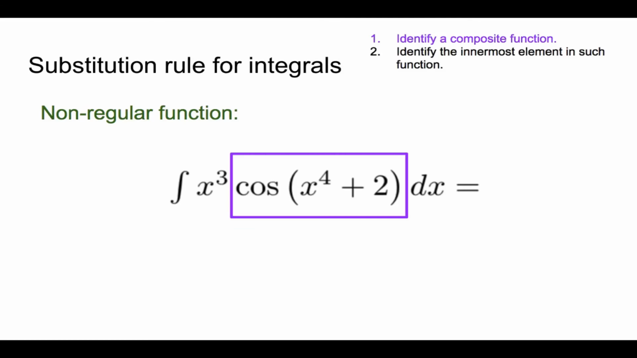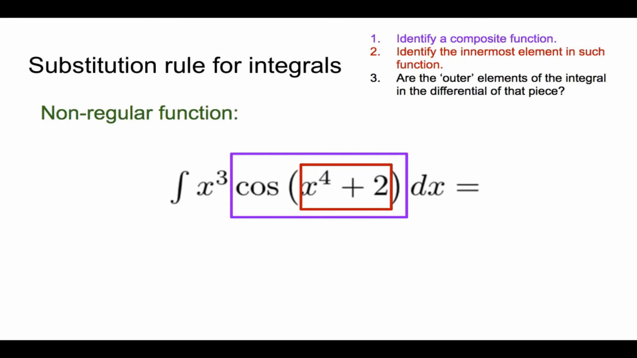2. Identify the innermost element in such a function. So this is your function, and if it's a composite function, it means that you have a function within that function. What is the innermost part of this composite function? Well, that's easy for this one. It's this. And then you have to ask yourself, are the outer elements of the integral in the differential of that piece? What do I mean by that? I need the differential. Let me explain what this question means by actually solving it.